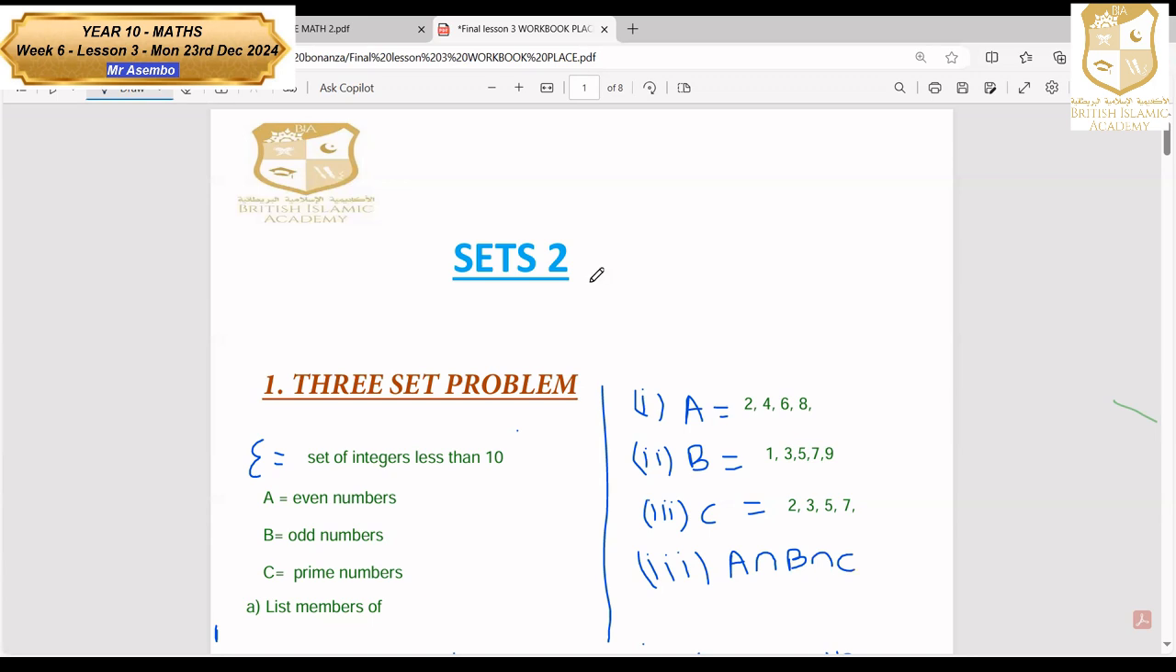Hadra? Yes, teacher. Okay, what would be A intersection B intersection C? Now remember, intersection is those members which are in set A, set B, and set C.